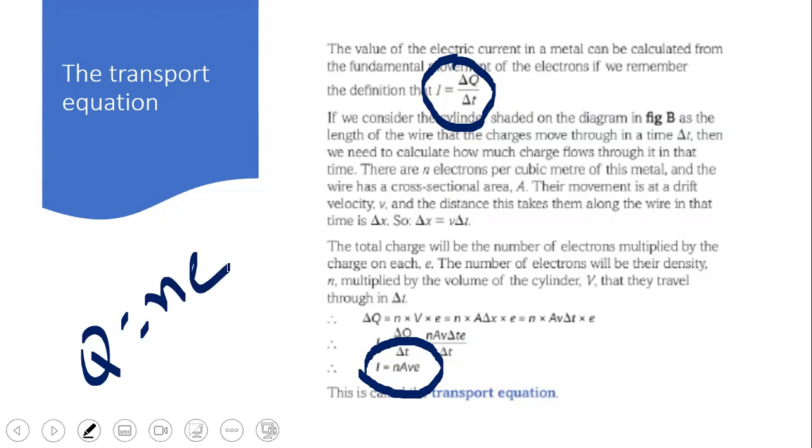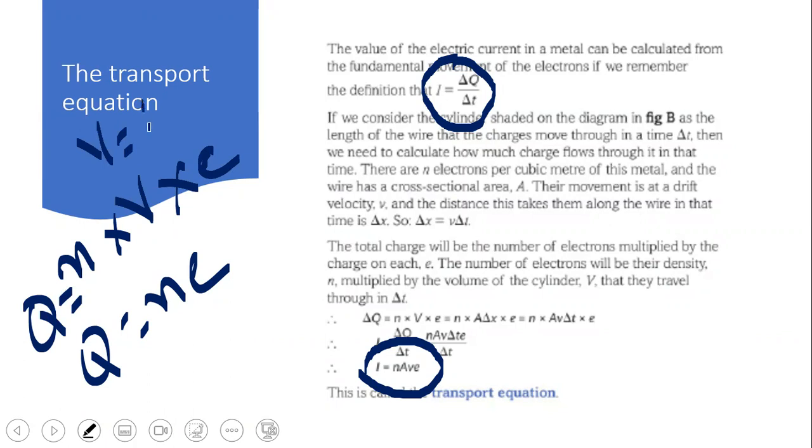So when we take a look at this, N is the number of electrons in 1 meter cube. The total volume of the wire we can calculate, whatever is the total volume of the wire. If we multiply N by the total volume of the wire, we can find out the total number of electrons. And if we multiply that by e, what is e? The charge. So we should be able to find out our Q. Fine. Now, let's break this down further.